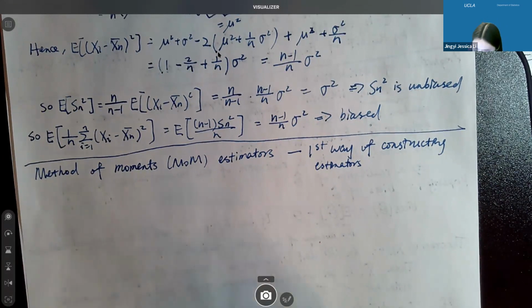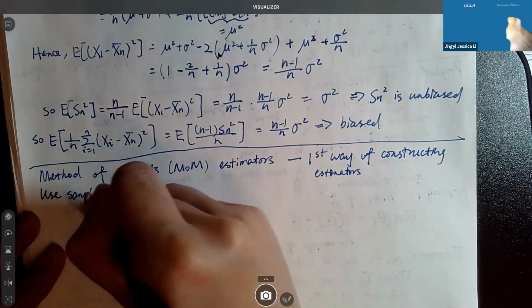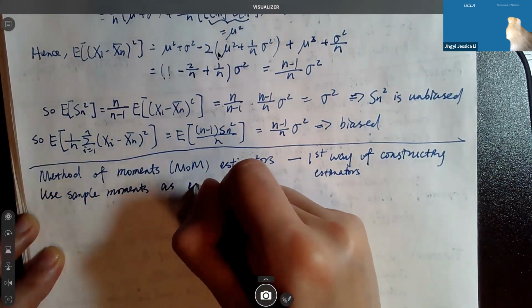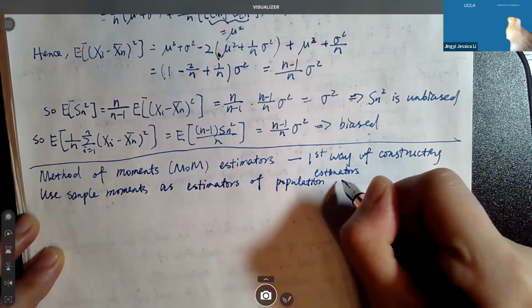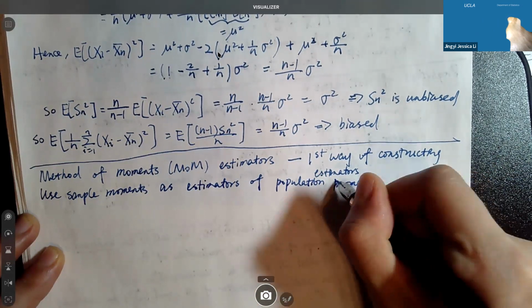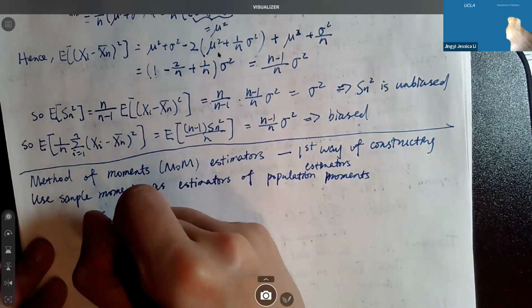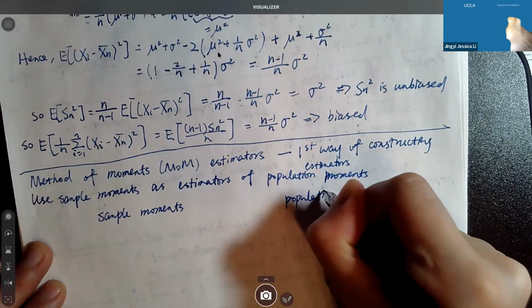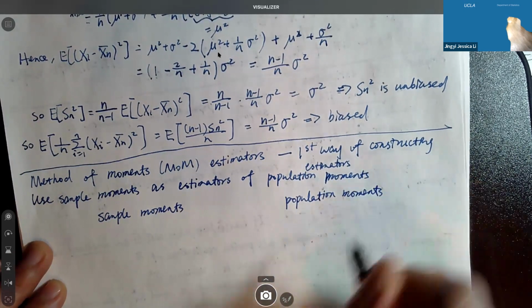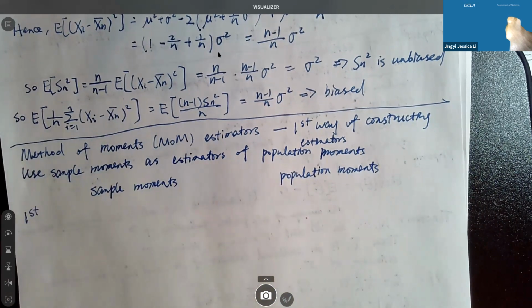Okay, so the logic here is that you are going to use sample moments as estimators of population moments, because population moments are also parameters of a population. So let me just define what we mean by population moments. Let me just write it here. Sample moments I put on the left, and population moments on the right. And for each moment, we need an order. So let's say we have the first moment at the population level.